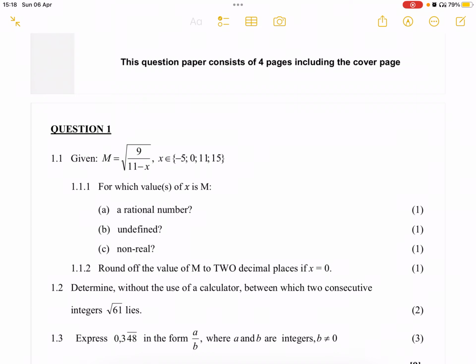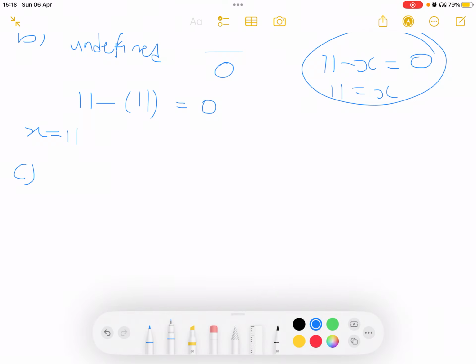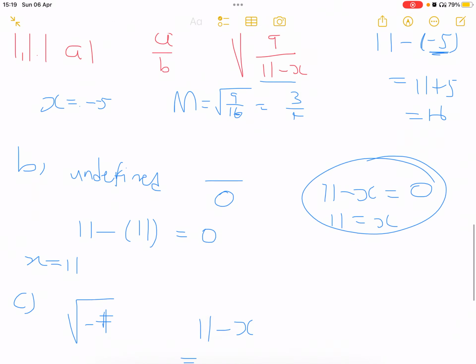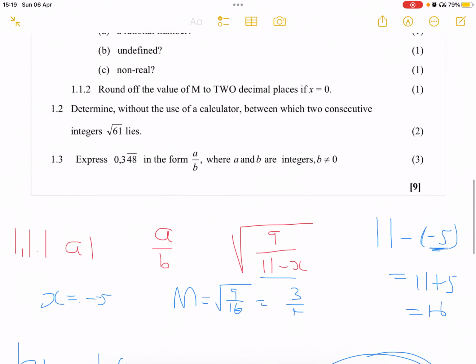Now at C, we're talking about how you would make this non-real. How would you make any number non-real? You get non-real numbers when you get the square root of a negative number. So how would you get a negative number? Basically, you would have to find a value that is bigger than 11. So 11 minus x must use what's coming after 11, which is 15. 11 minus 15 gives us negative 4. And therefore, m will be the square root of 9 over negative 4, and that is non-real. Therefore, x should be equal to positive 15.